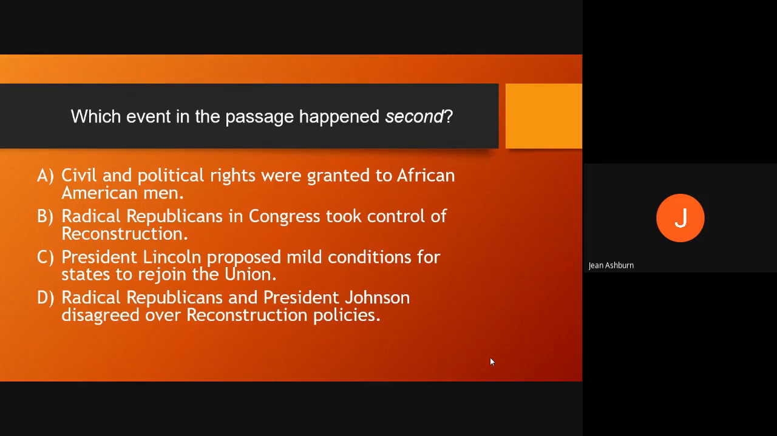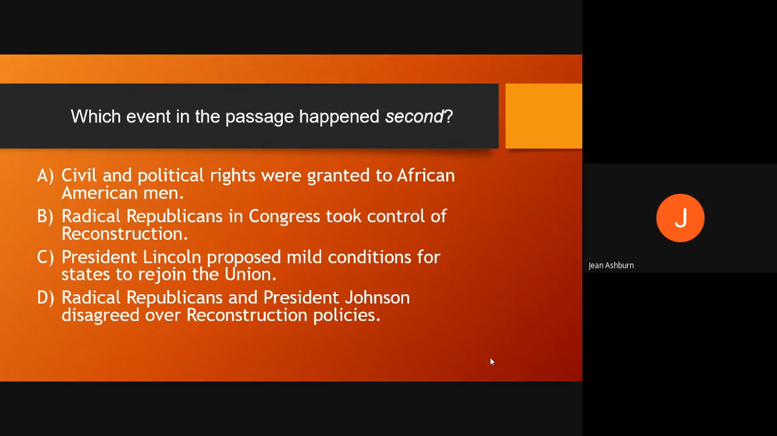A. Republicans in Congress took control of Reconstruction. B. President Lincoln proposed mild conditions for states to rejoin the Union. Or D. Radical Republicans and President Johnson disagreed over Reconstruction policies. You may stop the video and rewind if necessary.